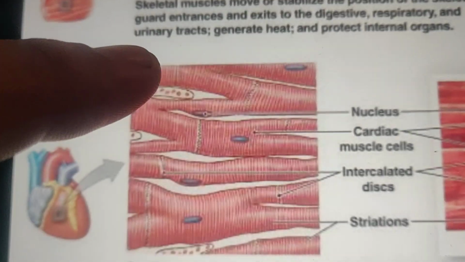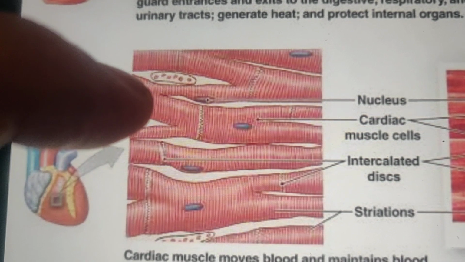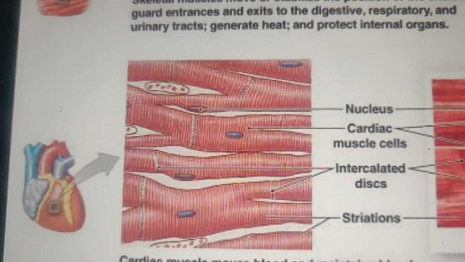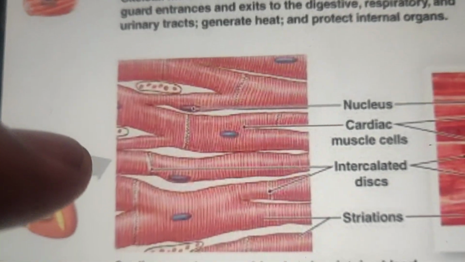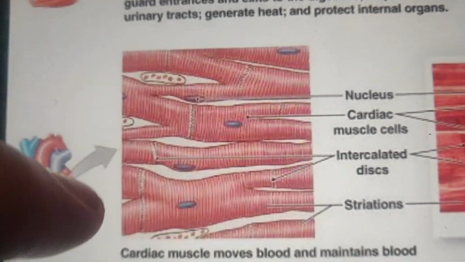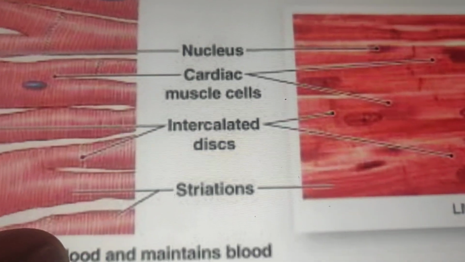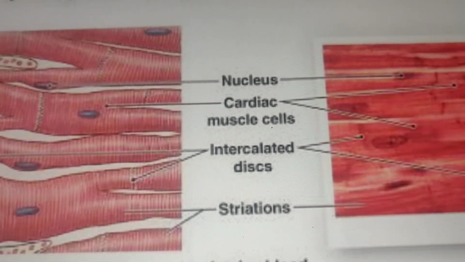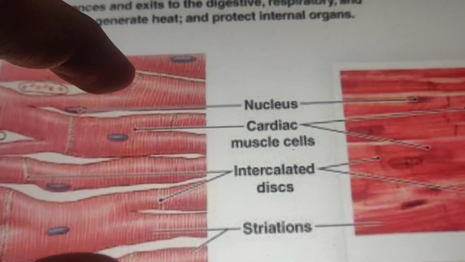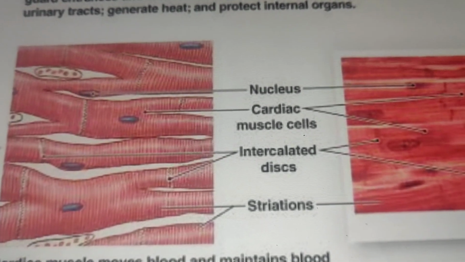Next is the cardiac muscle. You already know they are present on the wall of the heart. It is not under our control, so they are involuntary. They also contain stripes, you can see those stripes. They also have a nucleus, but they are sometimes branched. You can see the branches.